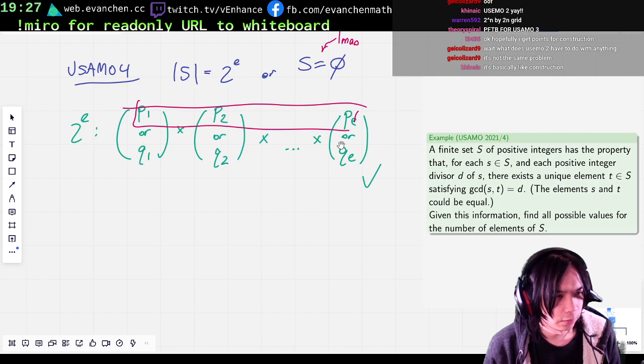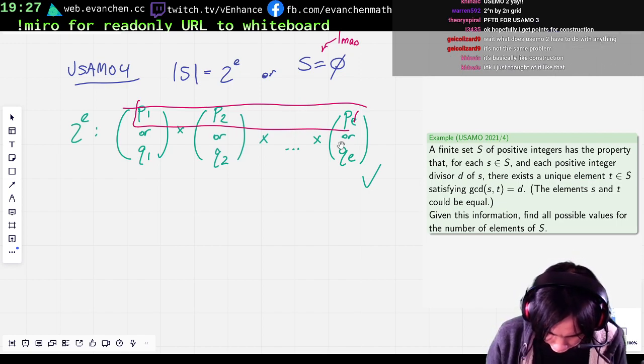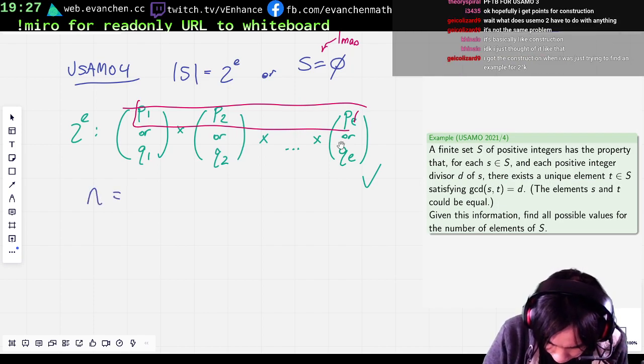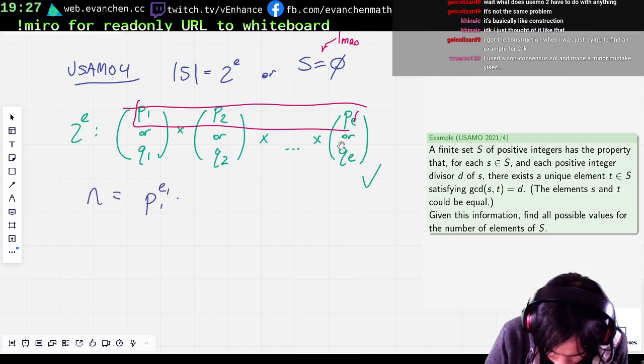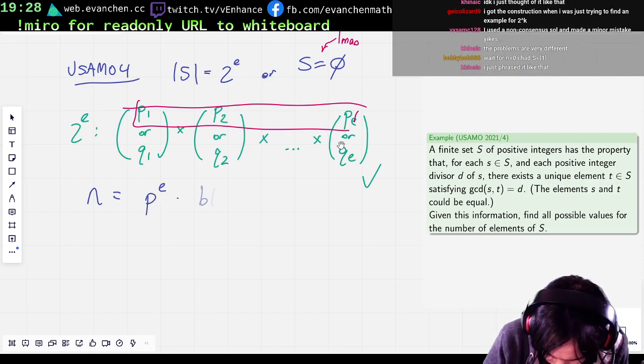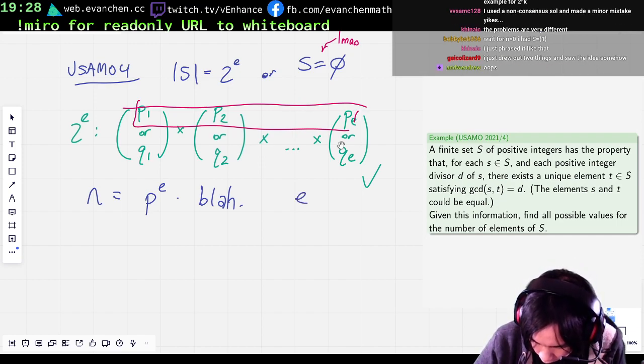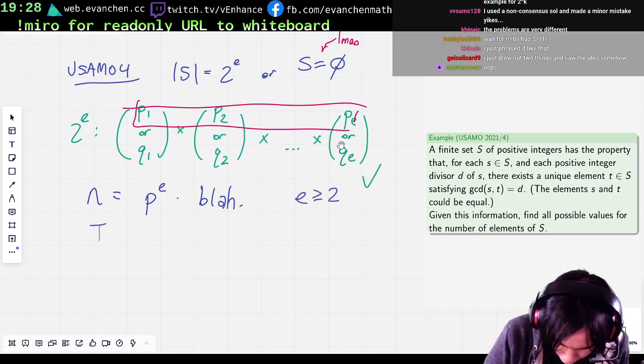Okay, so now let's show the bound. Let's suppose you have a hypothetical element n equals, like, P to the E times other stuff, where E is greater than 2. I claim this is impossible.